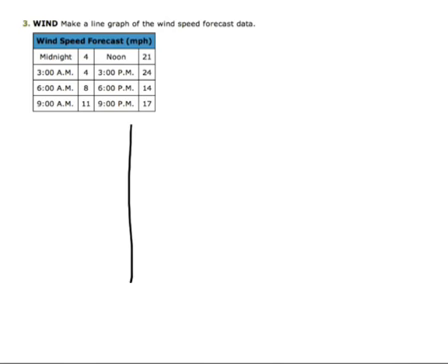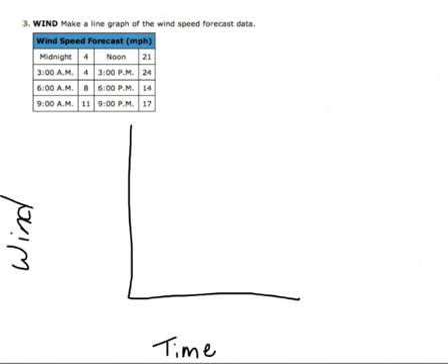Again, I have my two axes. I've got to label those. Now, you may label yours differently than mine. It just means your graph's going to be going the other direction, and that's okay. Just make sure you get them labeled and you follow it. So again, I'm going to label this one. I'm going to let this one be my time. This one is going to be my wind speed. My y-axis will be my wind speed. Again, I'm going to give it a title. This could be wind speed forecast.